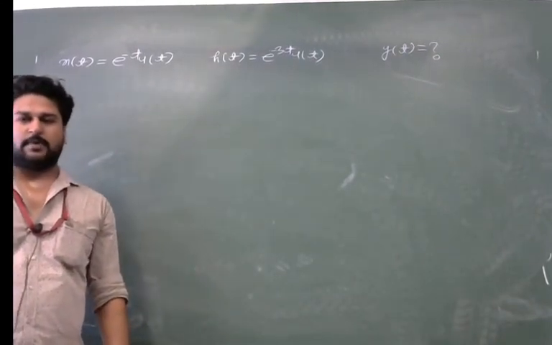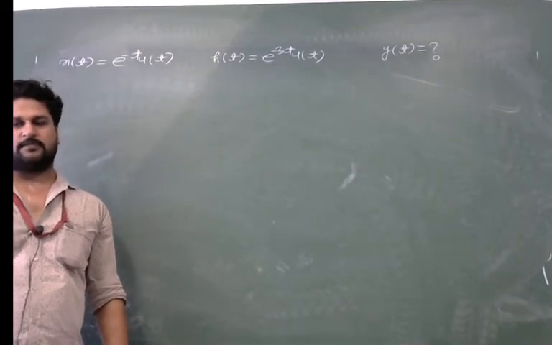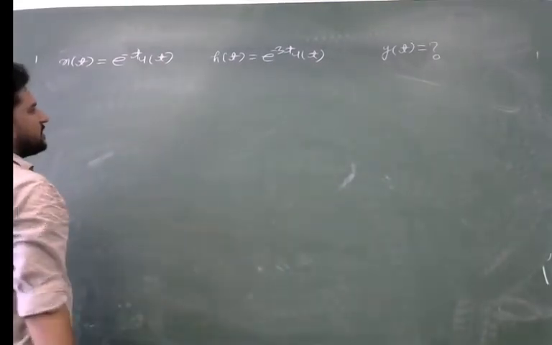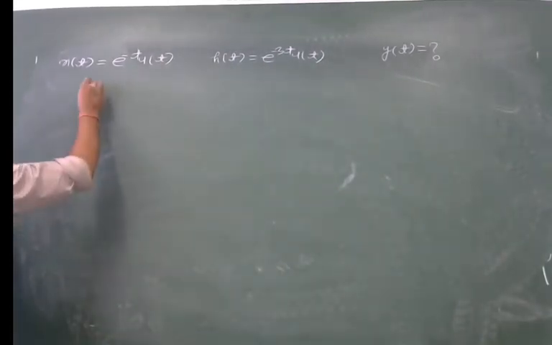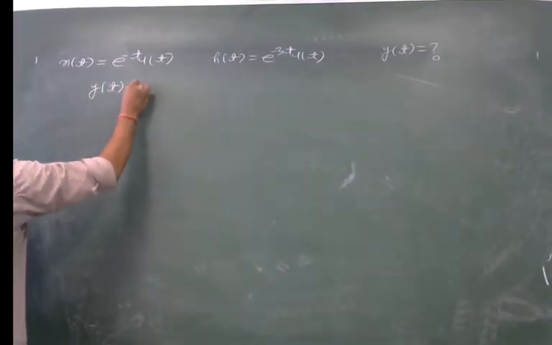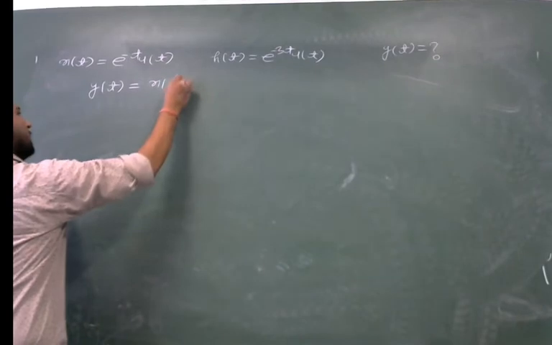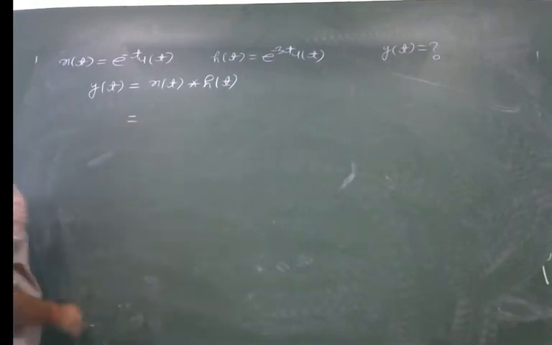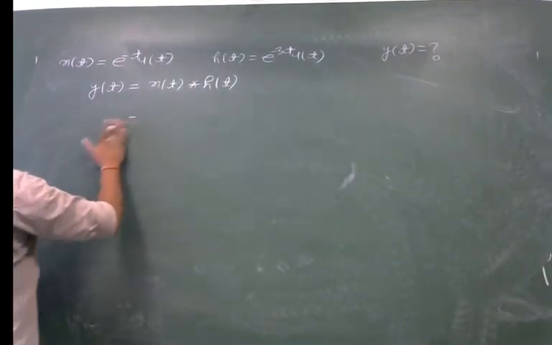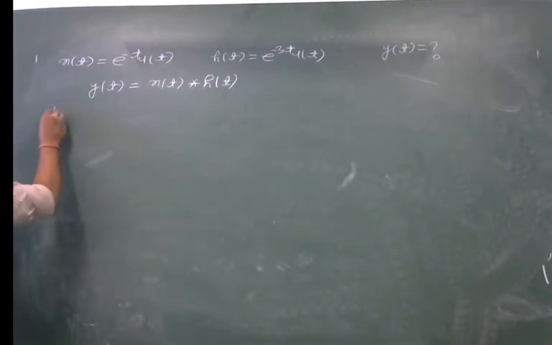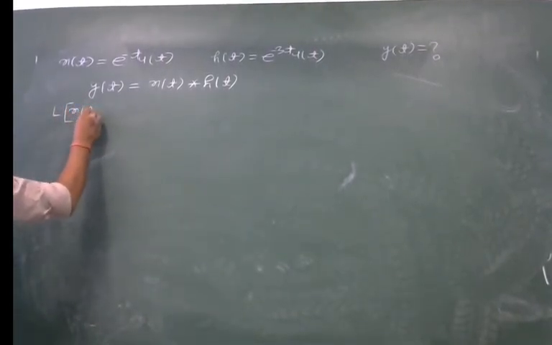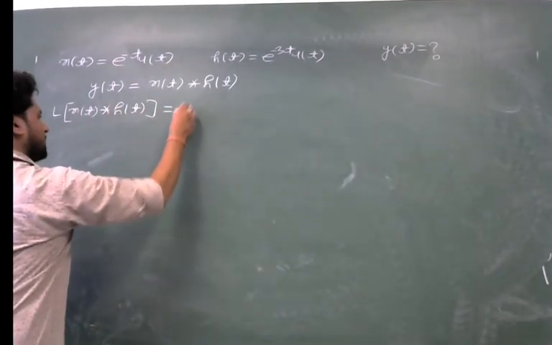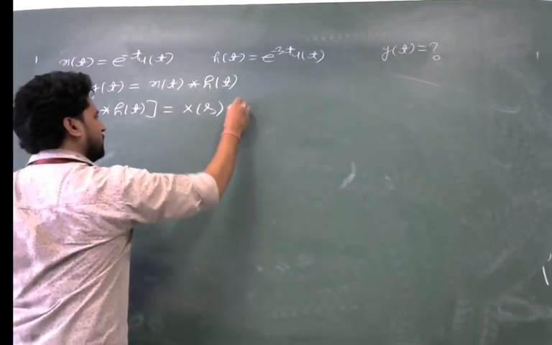First of all, we will use the convolution property of the Laplace transform to get the output, which says that if the impulse response of the system is h(t) and the input of the system is x(t), then the output of the system will be equal to x(t) convolution with h(t). And we know the property of the Laplace transform that the Laplace transform of this convolution will be equal to X(s) into H(s).